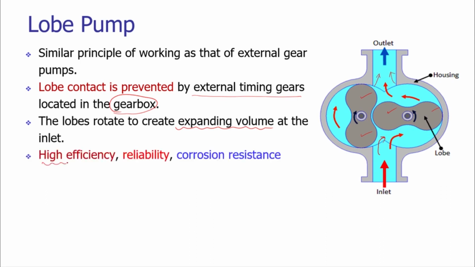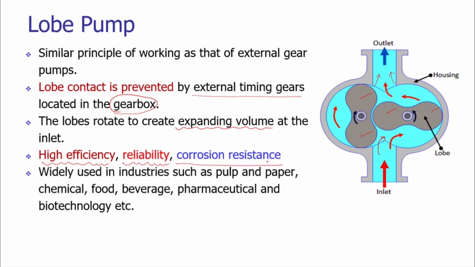The lobe pumps have quite good efficiency. The efficiency is quite high. They are reliable in operation. The lobe pumps are basically used to handle pulps and papers. They are able to handle semi-solids, and food items, beverages, pharmaceutical and biotechnology products are also handled by lobe pumps.